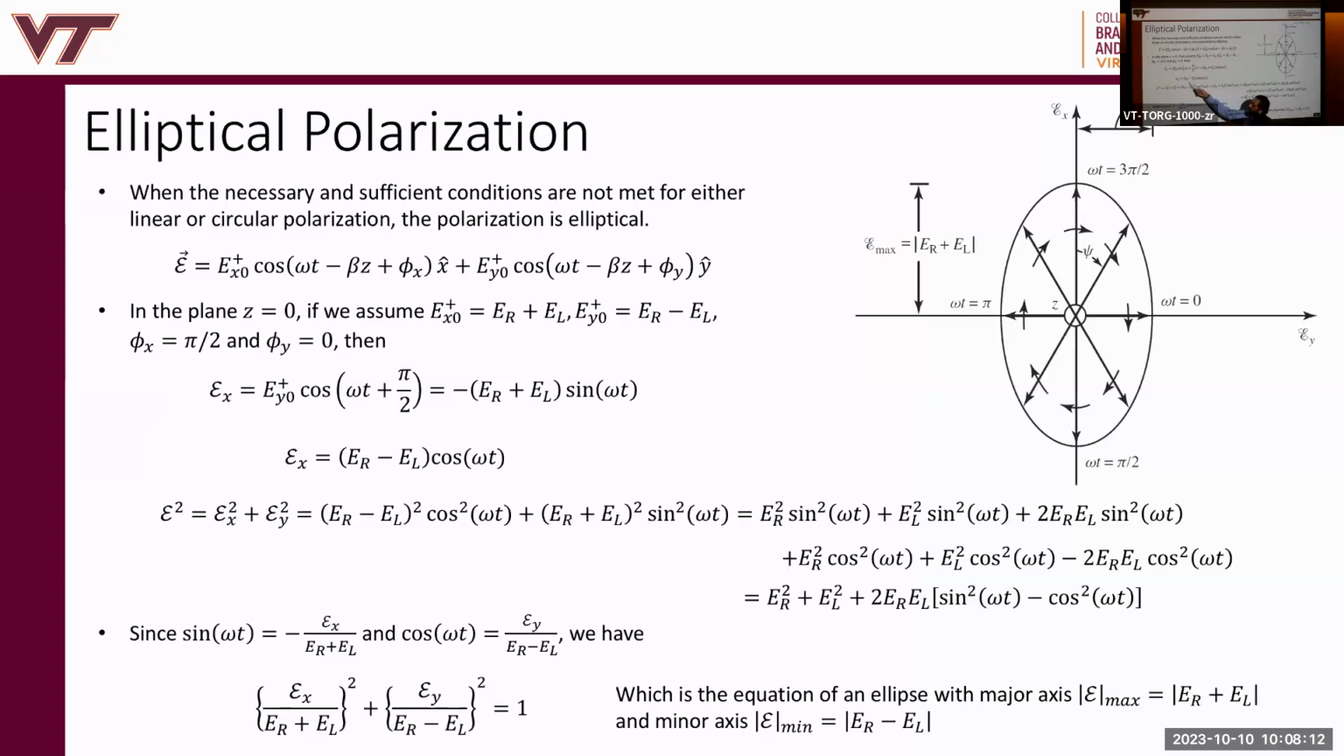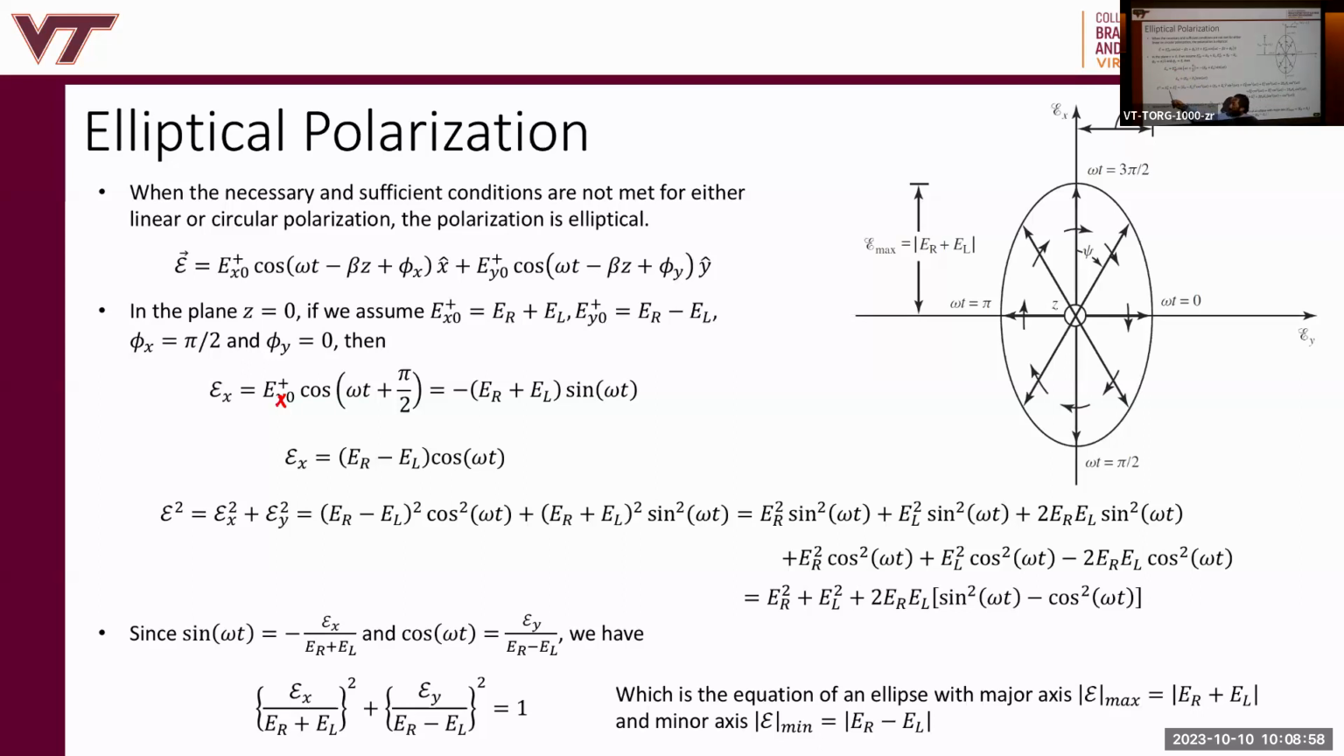So we've defined EX naught as ER plus EL, and EY naught as ER minus EL. Wait a minute. This should be EX naught, right? ER minus EL is, yeah, okay. So make the change in your notes. This is EX naught. EX naught cosine of omega t plus pi over 2. We define the phase angle phi of the x component to be pi over 2. Cosine with a positive phase shift of pi over 2 becomes minus sine, ER plus EL. And then we have EY, ER minus EL, cosine of omega t, because it has no phase delay and we're looking at the z equal to 0 plane.